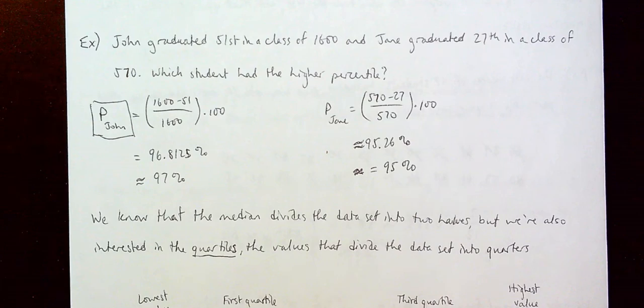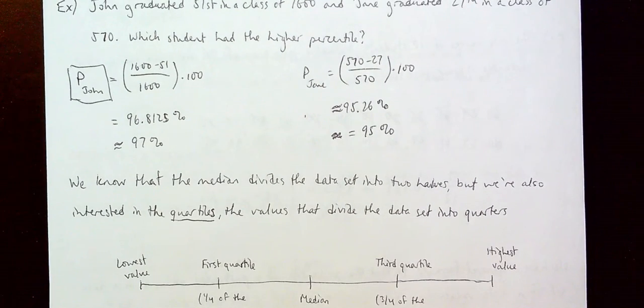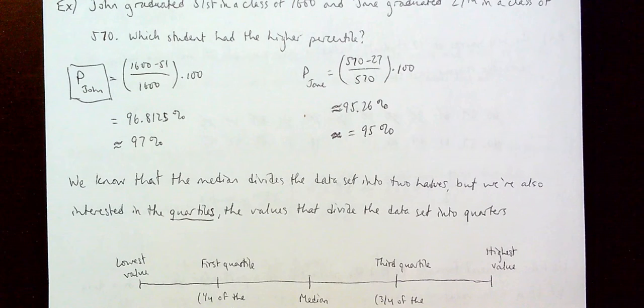So going back a couple of videos, we talked about how the median divides a data set into two halves. Half the data is less than the median, half the data is greater than the median. But now that we know percentiles, we're also interested in the quartiles. And these are the values that will divide the data set into quarters.